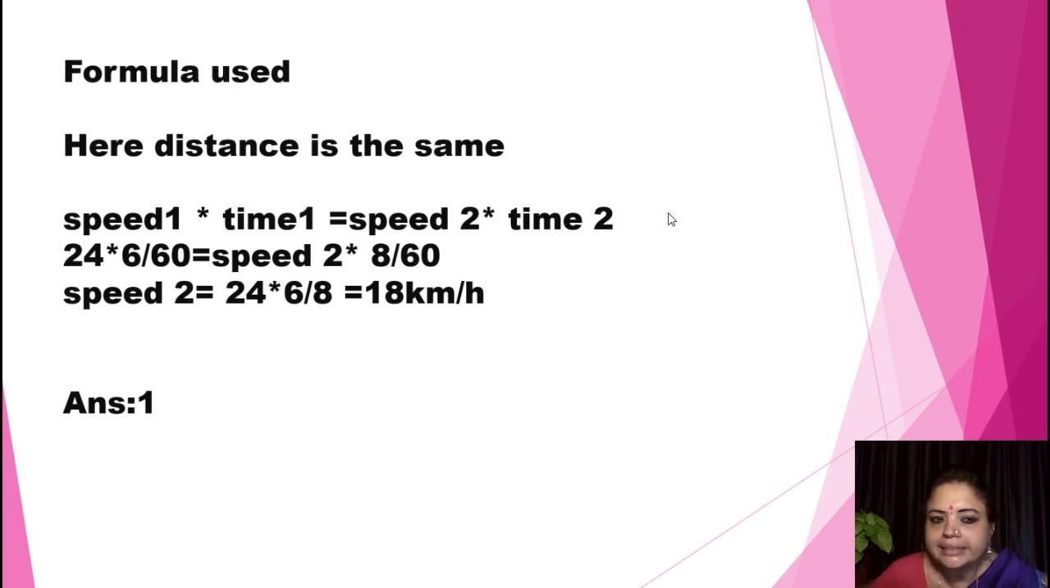So we have to convert each and every time to our formula. So speed is 24 into 6 by 60, which is the formula for converting minutes into hours. So speed 2 into 8 by 60, that is conversion into hours. From this we calculate speed 2. Speed 2 will be 18 km per hour. So the answer is option 1.